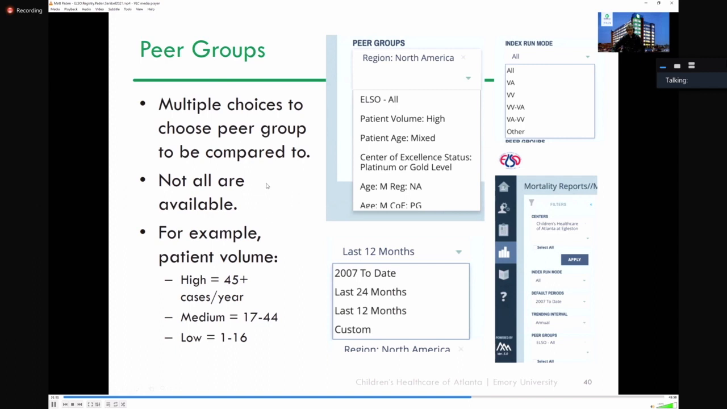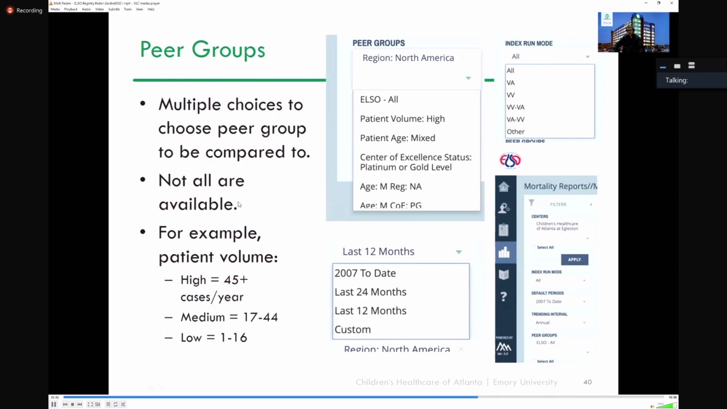Now, it is important to note that all of these peer groups are not going to be available to everyone. So, for example, patient volume. We're a high volume center that does 60 to 70 ECMO patients a year. Therefore, the only group I can compare myself to are other high volume centers. Each of these high, medium, and low have definitions, and you can only compare like against like, okay? But the other thing you can do is look over different periods of time. You can look over different kinds of ECMO that you're doing.